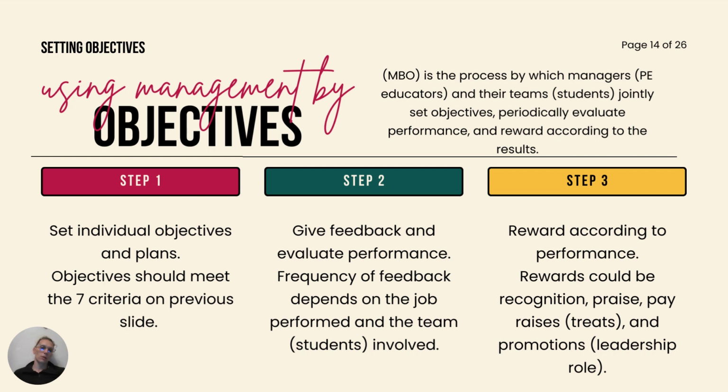Step 2, give feedback and evaluate performance. Frequency of feedback depends on the job performed by the team or students, or maybe the team of PE teachers involved. Step 3, reward according to the performance. Rewards could be recognition, praise, pay, raises, treats, and promotions, leadership role. Everybody has a different motivation, so you've got to know your people. Again, this goes back to a previous slide when we said management of people. It's very critical for reaching your objectives.